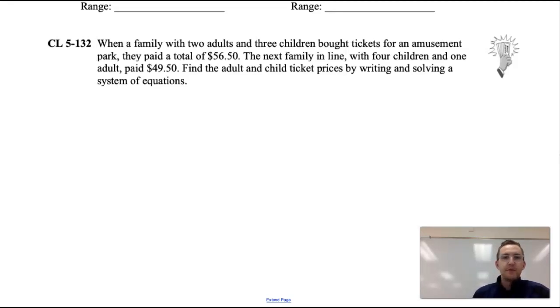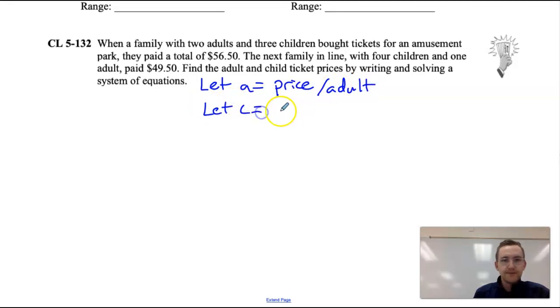All right, so our first step, we got to assign some variables. So again, we got the price for an adult, the price for the kids, that's what we're trying to find. So I'm going to let A equal the price per adult, and I'm going to let C equal the price per child. All right, so we have 2 families that they give us where they have the number of adults, number of kids, and the total that they paid.